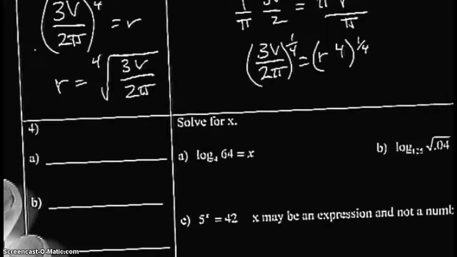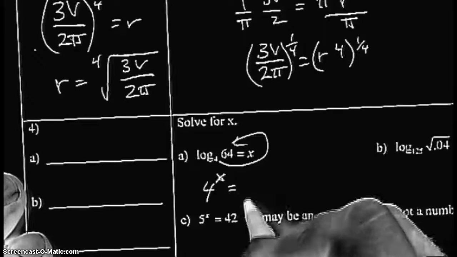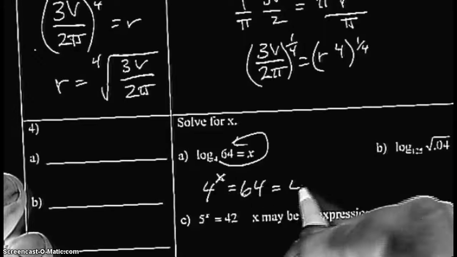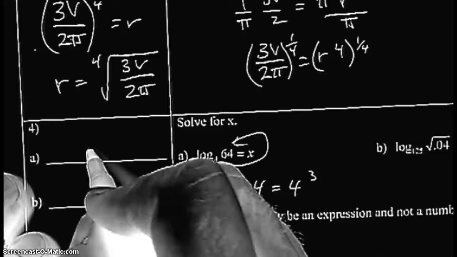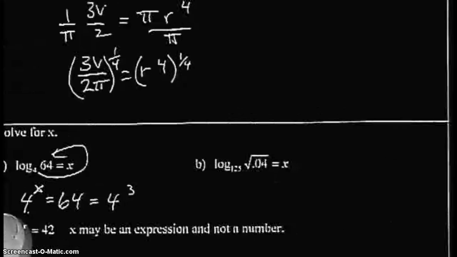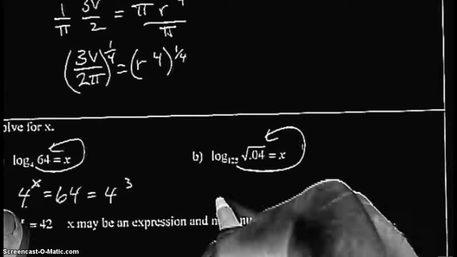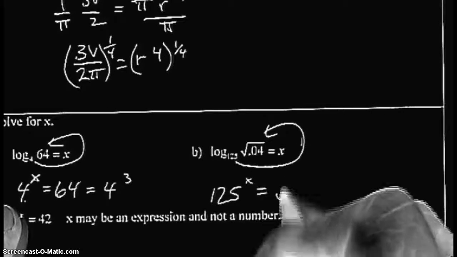Some basic log questions, right? 4 to the x. 4 to the x is equal to 64. Well, I can rewrite that as 4 to the 3rd. Well, since the bases are the same, the exponents must also be the same. This one we practiced in class because a couple of you didn't see it, so I'll do it again.